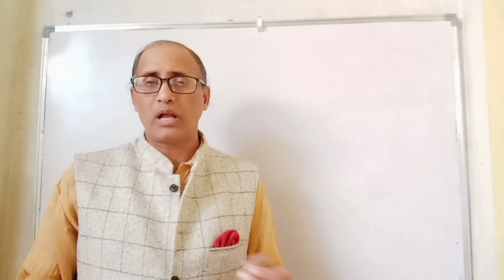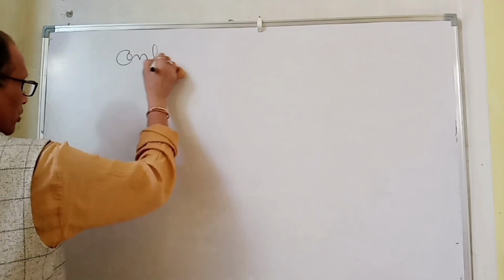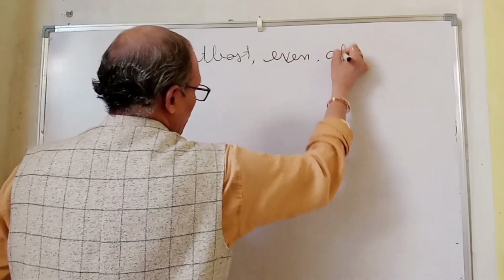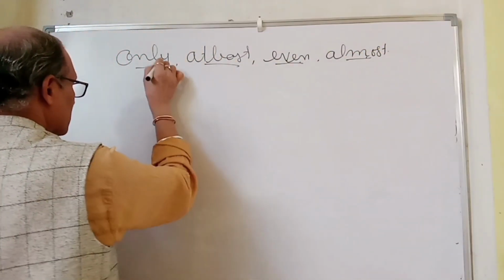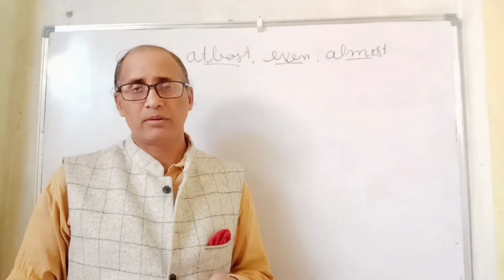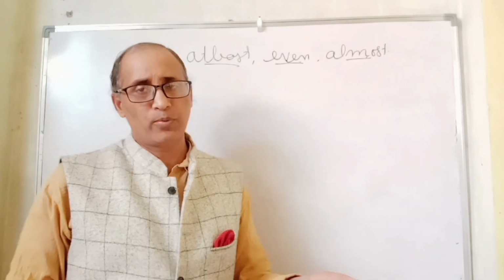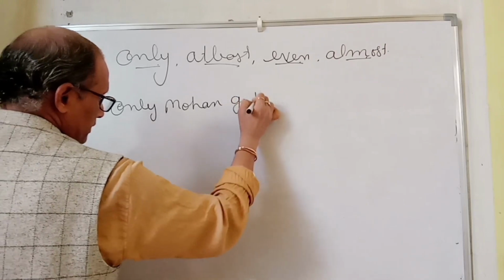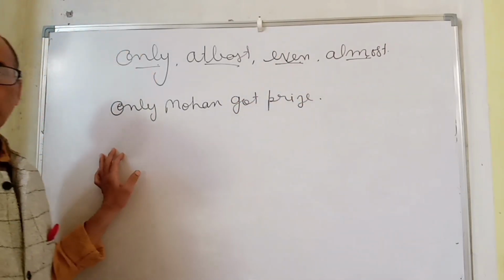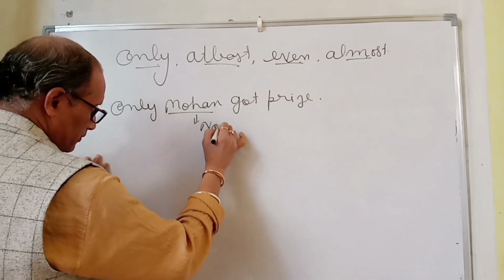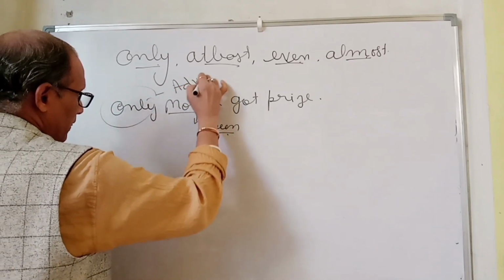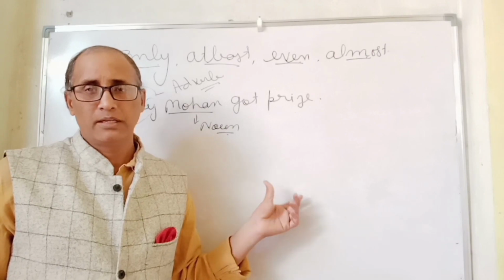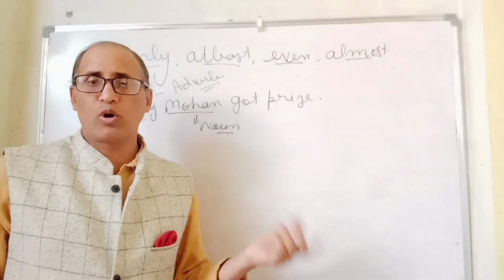How can it qualify noun or pronoun? I can tell you. Only, at least, even, almost. These are the main adverbs which can qualify noun or pronoun. For example, only Mohan got prize. Mohan is noun, and this only is adverb. If we change this noun into pronoun, I mean to say that if we write pronoun in place of noun, still this only or at least, even, almost can also qualify that pronoun.